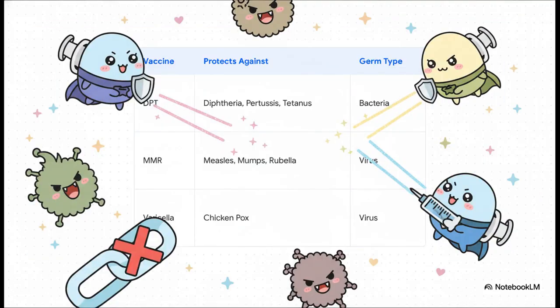So our number 1 strategy for building that long-lasting active immunity is through vaccines. I mean, look at these examples. The DPT vaccine teaches our body how to fight off specific bacteria. The MMR and varicella shots train it to spot and destroy dangerous viruses. Getting vaccinated is without a doubt one of the most powerful things we can do to break that susceptible host link.